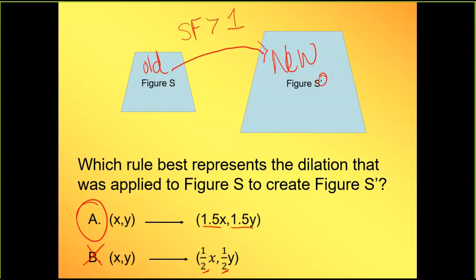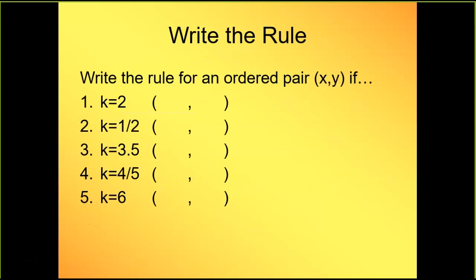All right, y'all are rocking the scale factor stuff. All right, so now here's where we get to write the rule. Okay? Remember, the scale factor tells us to do what? Multiply all the coordinates, right? Multiply the x by the scale factor and multiply the y by the scale factor. What one? How do you know that B is not the answer? Because 1/2 is less than 1.